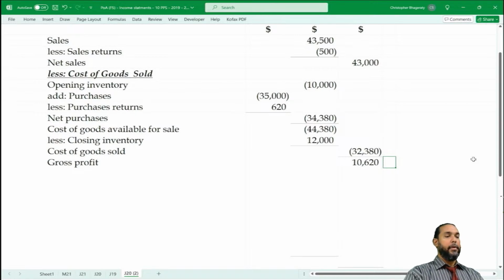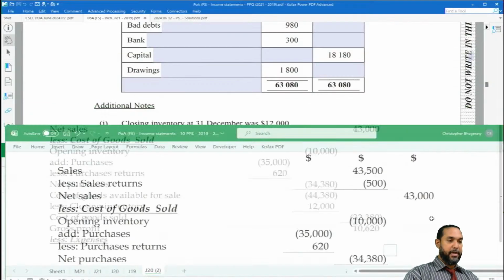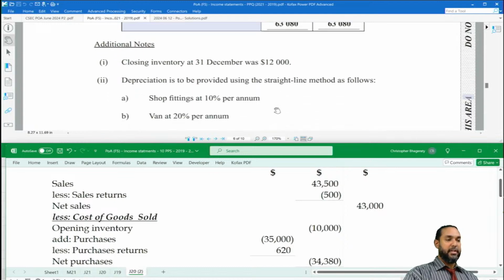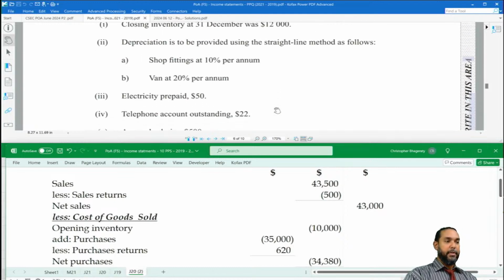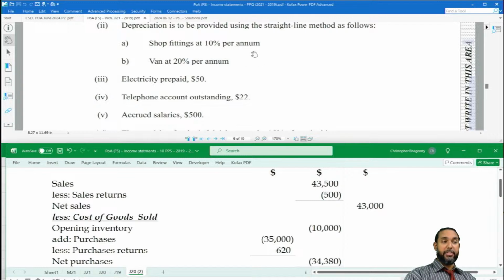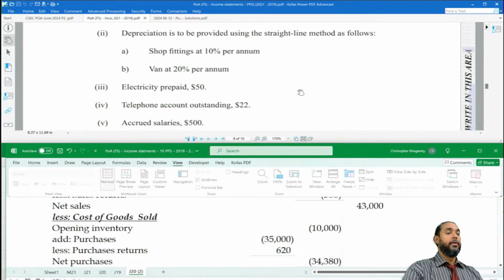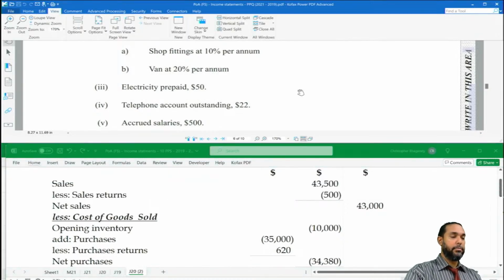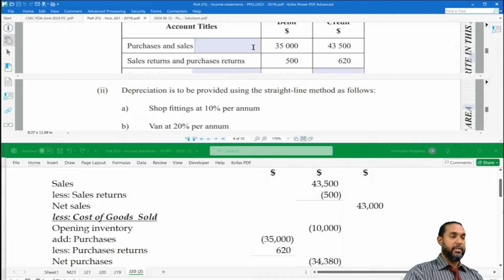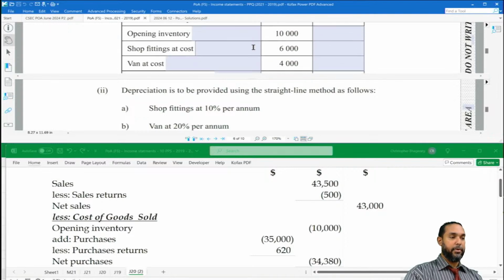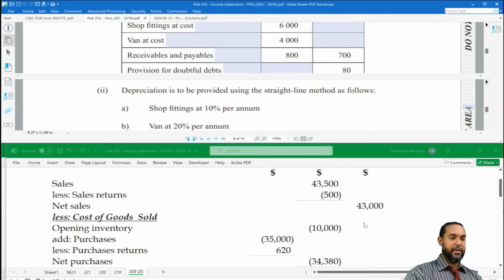Okay. All right. So we're going into the expenses section. So let's put this back down there. Now, let's take a browse in the additional notes first, right? So we have a couple of depreciation items, both in the straight line method. Electricity as a prepayment, telephone as an outstanding or accrual. Salaries also has an accrued portion, and then there's a provision for doubtful debts of 15% of receivables. Okay. So what we're going to do is start from the top, and we're going to leave depreciation for last, I think.